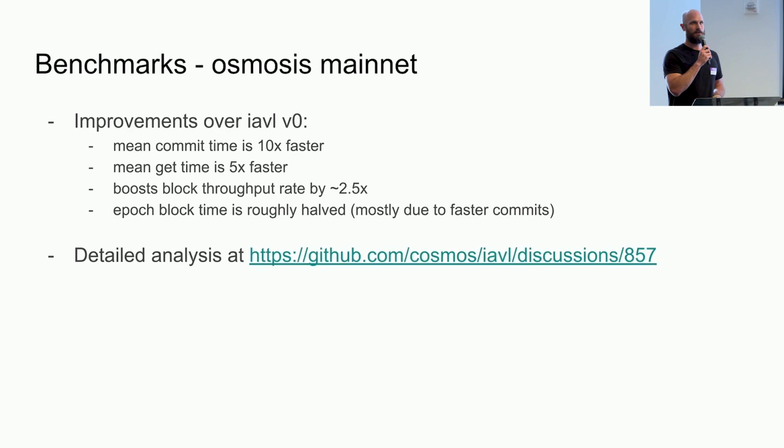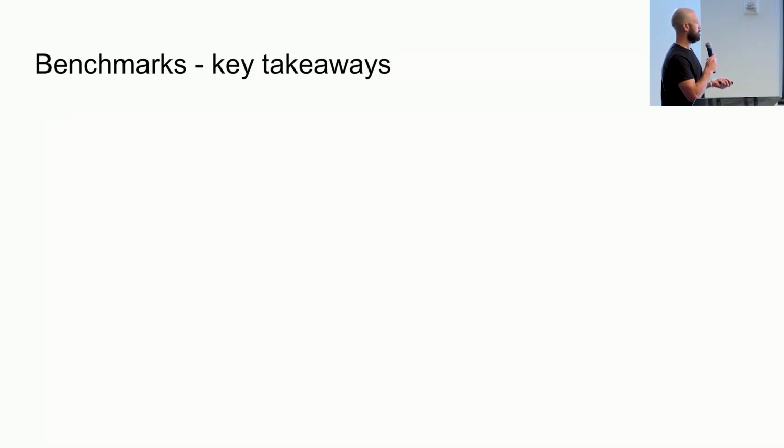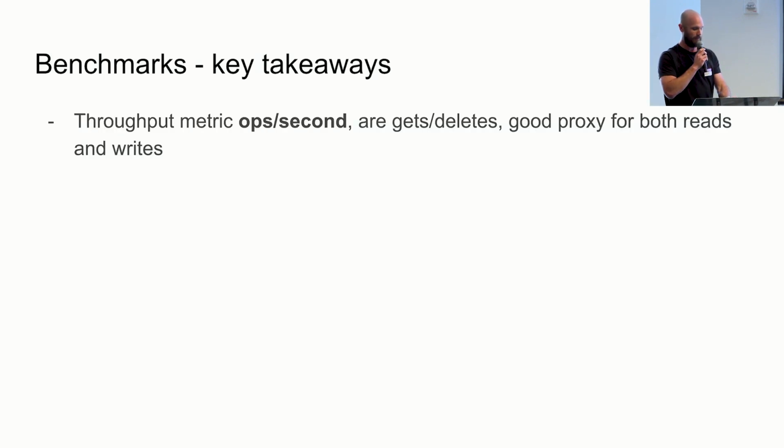So that's definitely an area for more research. Okay, so key takeaways from the benchmarks. Ops per second are gets and deletes. They're also a good proxy for reads because as you're traversing a tree, you need to read inner nodes from disk. So even though the gets and sets are write operations, they're also exercising how quickly you can read from disk.